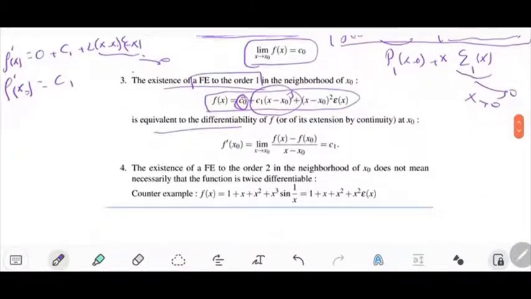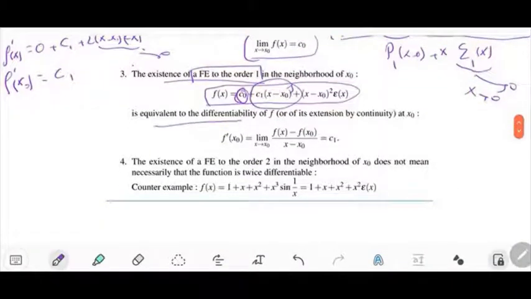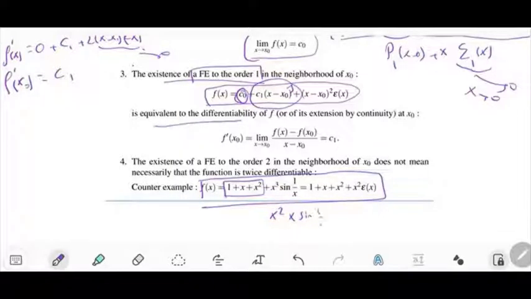Now, this is not true for the order 2. So even if you have a finite expansion to the order 2 or greater, it doesn't mean that the function is twice differentiable. If you take, for example, this function and this expansion, you can see that f has a second degree expansion at least, so it has an expansion to the second order plus x2 times x sine 1 over x, and this is the epsilon of x that goes to 0 as x tends to 0.